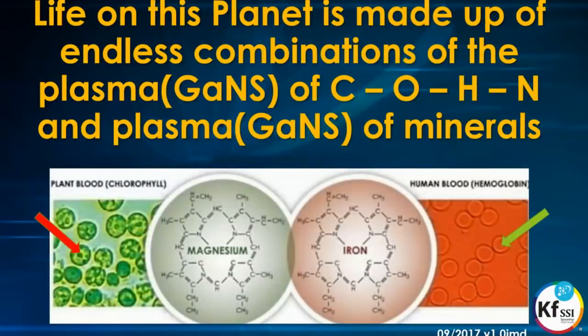So when we look at life on this planet, it's made up of endless combinations of the carbons, oxygens, hydrogen, and nitrogen, which are your amino acids, and endless combinations in connection with the minerals. As you can see, when that comes in contact with iron, it leads to the creation of the human blood as we know it. And when these same amino acids come into contact with magnesium, that leads to the blood of the plant. But it's all essentially from the same source.